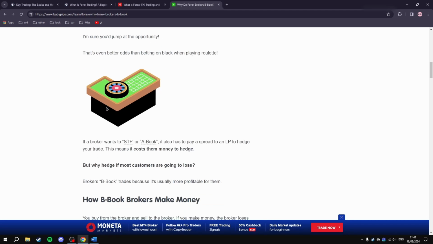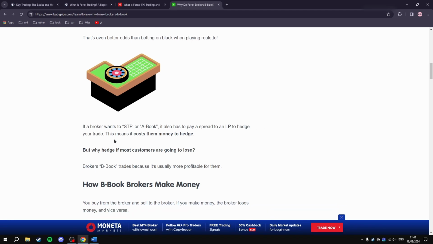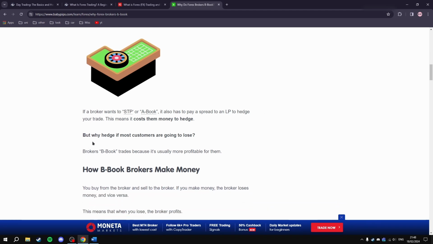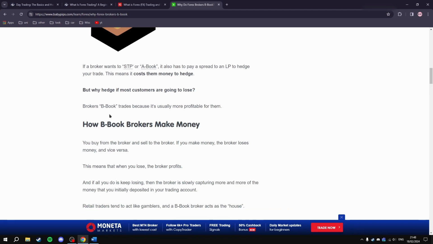If a broker wants to STP or A-book, it also has to pay a spread to a liquidity provider to hedge your trades. This means it costs them money to hedge. But why hedge if most customers are going to lose? Brokers B-book trades because it's usually more profitable for them.